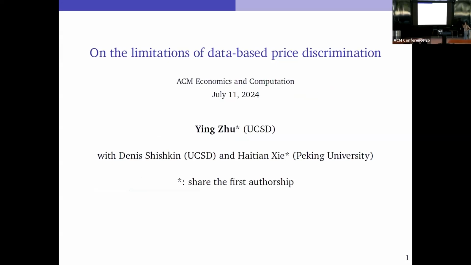Right, so I'll be talking about limitations of database price discrimination. I'm from UCSD Economics, with my colleague Denis, also from UCSD. This author was also a student at UCSD a year ago and just graduated in 2023. So there's three of us.